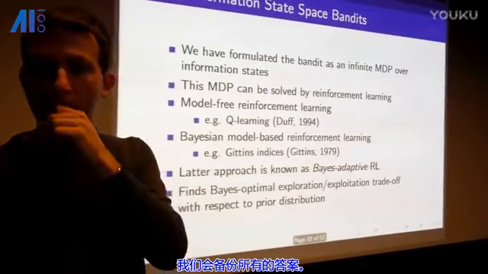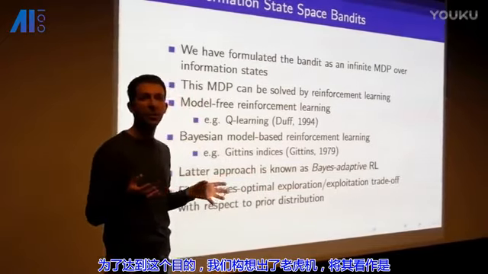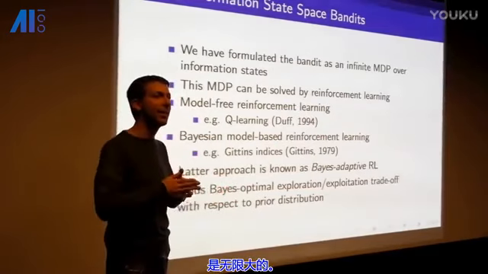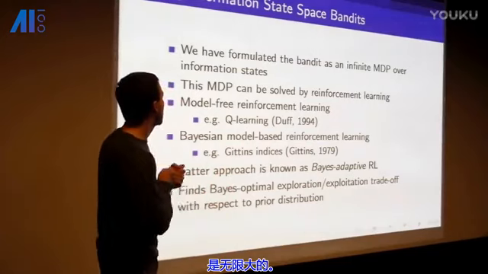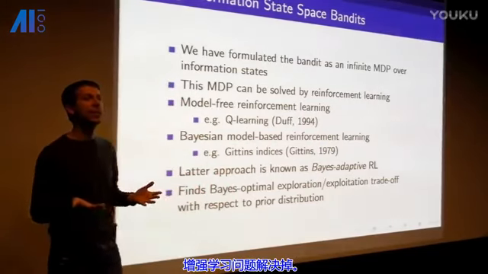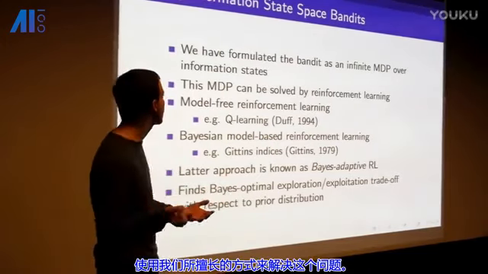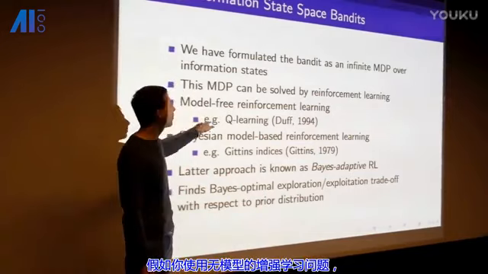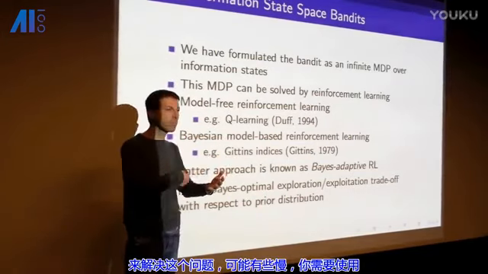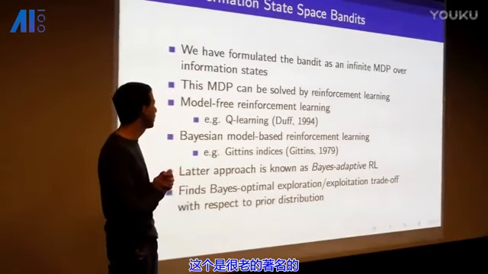So to do this, we formulated the bandit as an MDP, but now it's an infinite MDP. The number of information states is infinite and very large. But the MDP can nevertheless be solved by reinforcement learning methods. This is what we've spent the rest of the course on. So we can apply our favorite methods to this. If you use model-free reinforcement learning, you get a whole family of methods that can solve these things, maybe slowly with this original work here, but nevertheless arrive at the right answer.